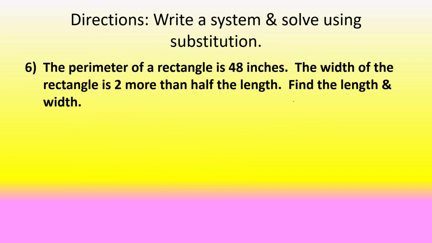The perimeter of a rectangle is 48 inches. The width of the rectangle is 2 more than half of the length. Find the length and width. All right, let's start with this perimeter. That means I added all 4 sides.